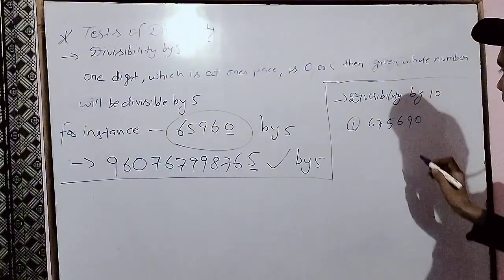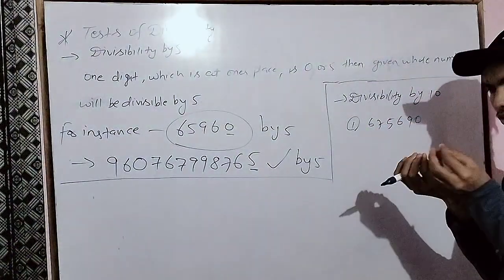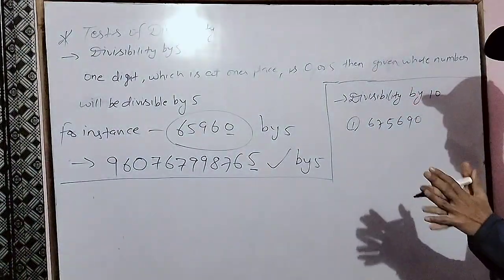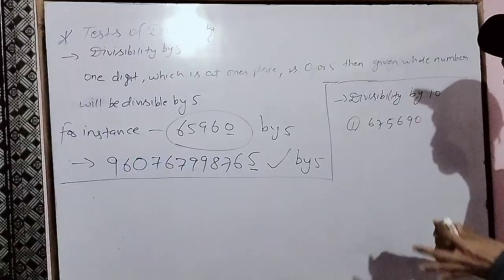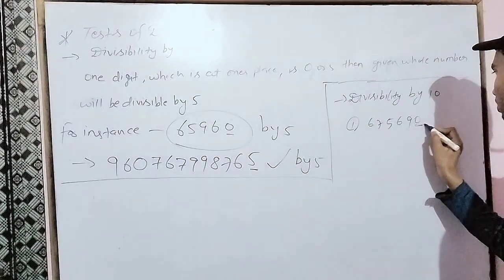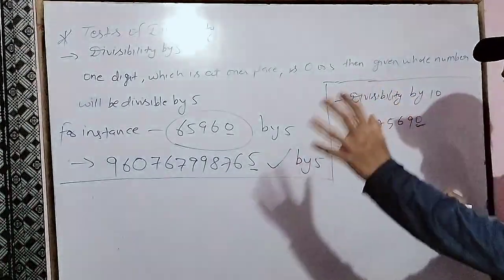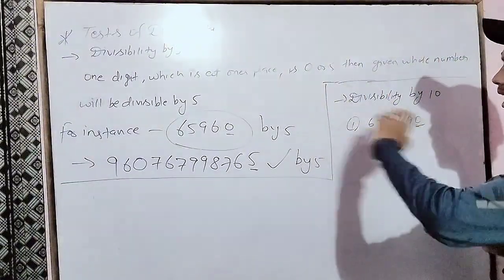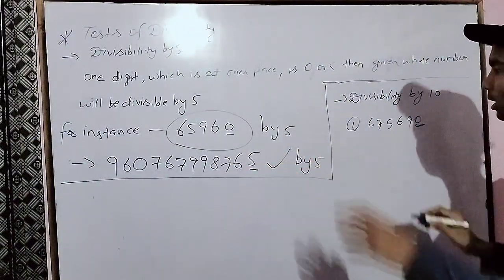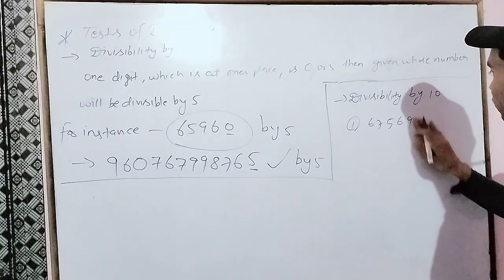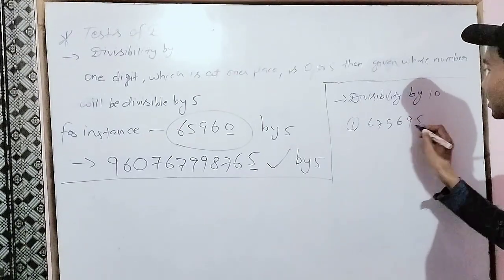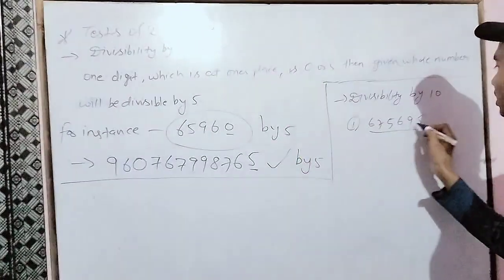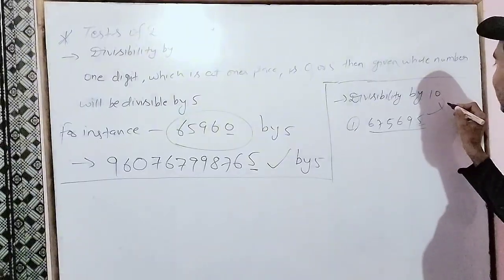Here it says that if the digit at the ones place of a whole number is 0, then it is divisible by 10 as well as by 5. But if it is a 5, then this whole number is divisible by 5, but it is not divisible by 10.